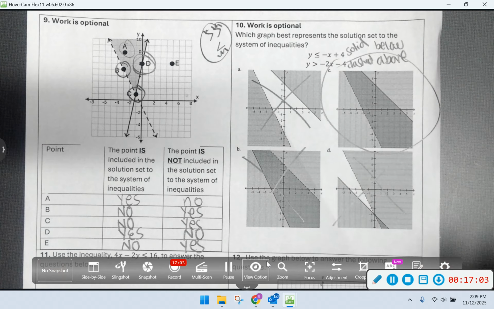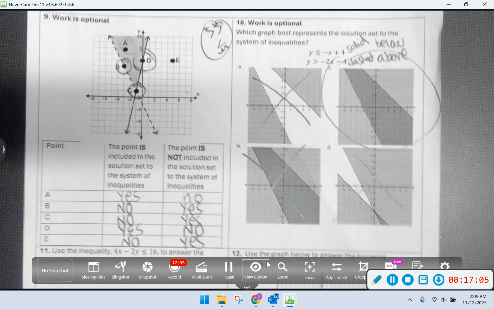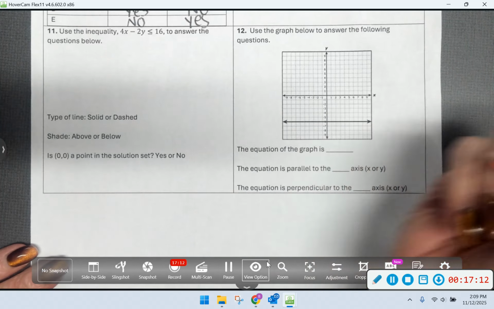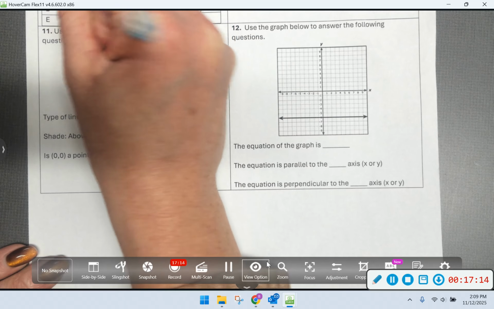All right. Now the rest of these are no longer going to be on Performance Matters on your computer. All of these are going to be on your paper. Okay? So don't forget them. So number 11, we're going to solve for y.